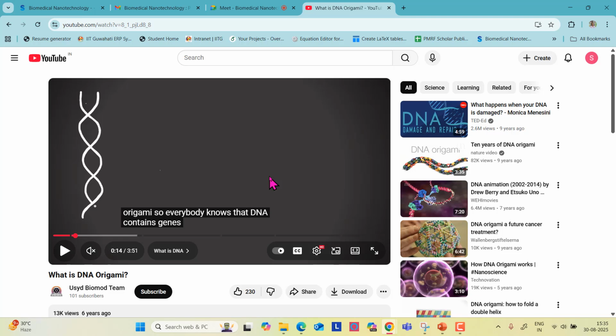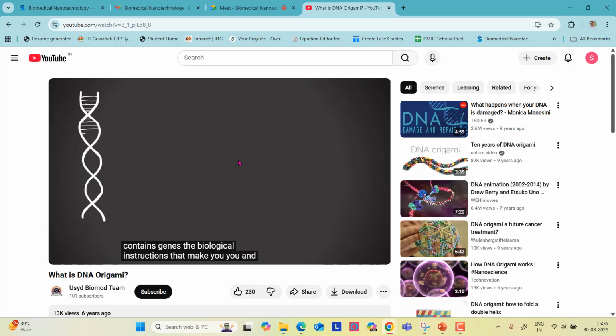So this is similar to the paper origami kind of thing, where we cut the paper in different shapes and join them to structure a new thing, right? DNA is also the same. We cut it in suitable positions, at suitable points, to use it in different cases as per our biological requirement.